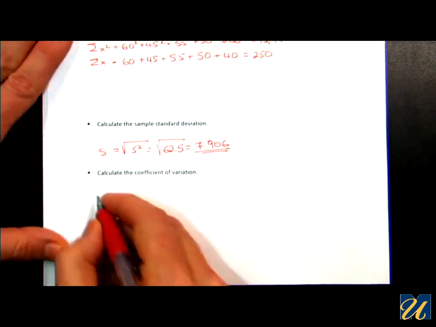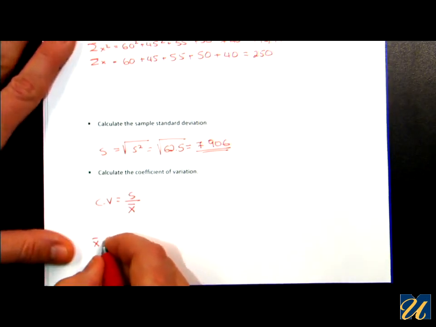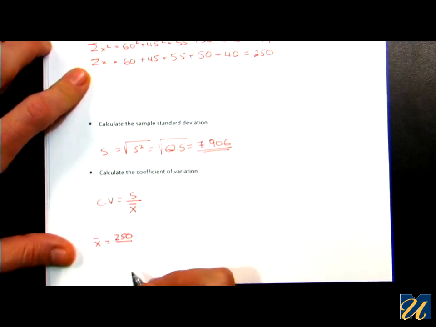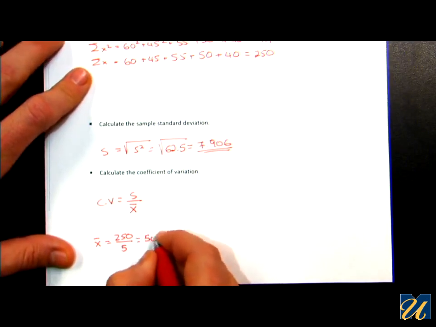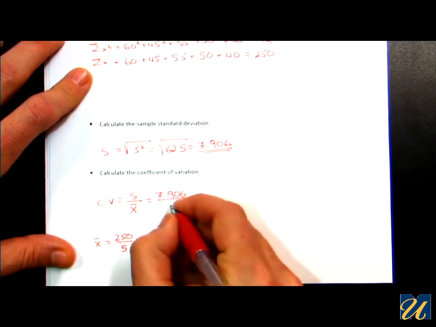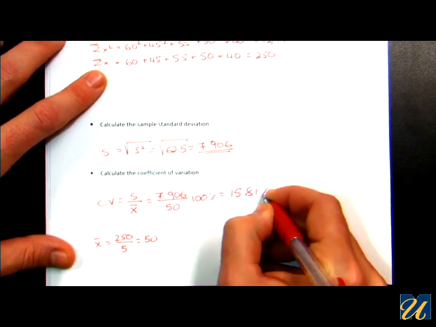Coefficient of variation, to do so we need S over X bar. X bar, we find it by taking the sum of the entries, 250, over the number of entries that I have, 5, so this is going to be equal to 50. So 7.906 over 50 times 100%. 15.81% for the coefficient of variation.